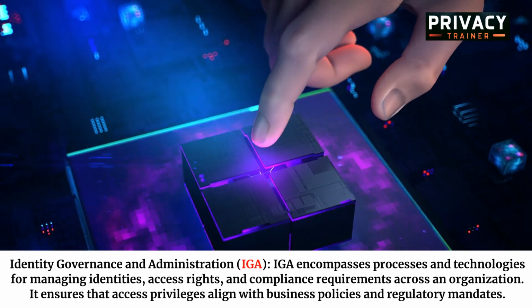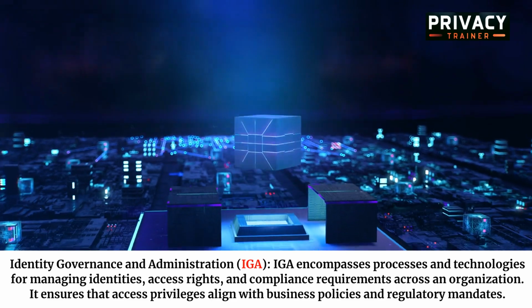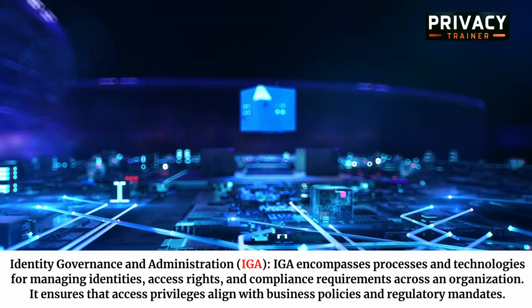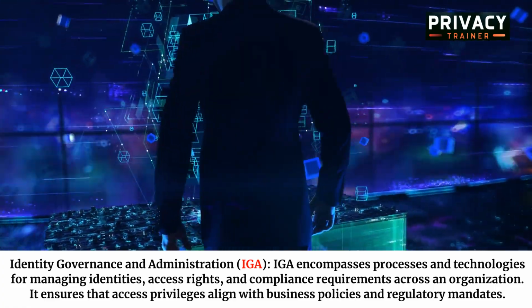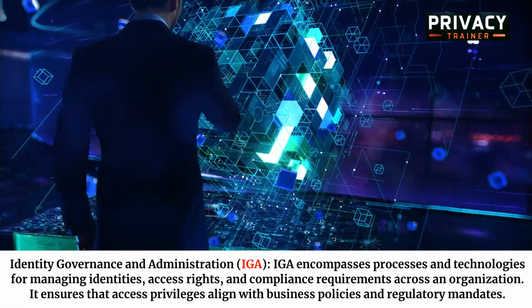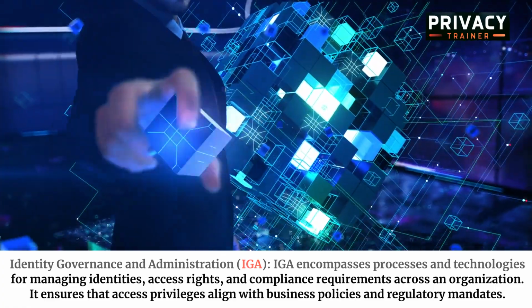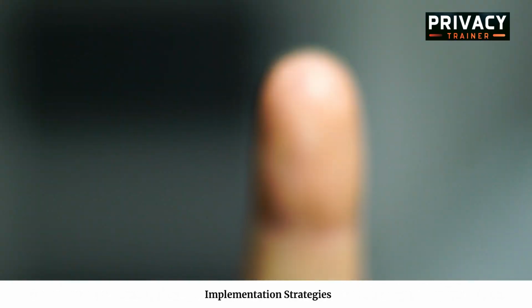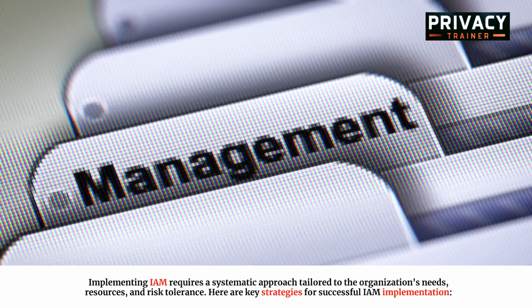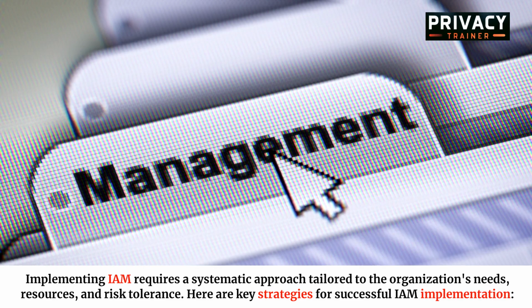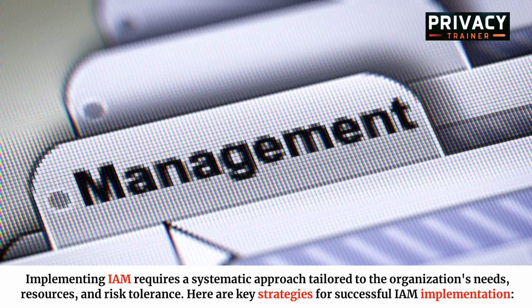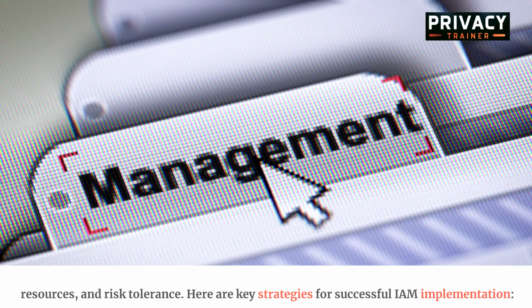Identity Governance and Administration, IGA. IGA encompasses processes and technologies for managing identities, access rights, and compliance requirements across an organization. It ensures that access privileges align with business policies and regulatory mandates. Implementation strategies. Implementing IAM requires a systematic approach tailored to the organization's needs, resources, and risk tolerance. Here are key strategies for successful IAM implementation.